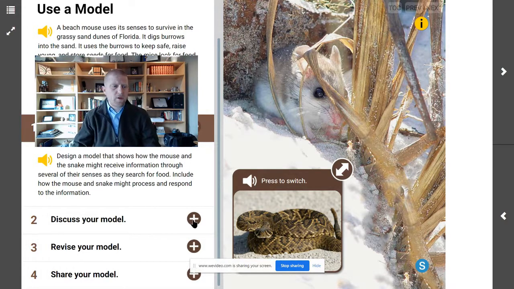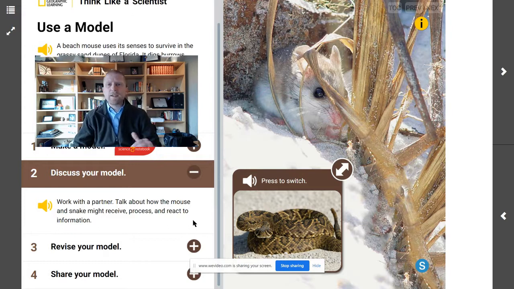After you start to build your model, then you need to discuss your model. So if you're in the classroom, you're probably talking to a classmate. If you're working on this independently, you will need to find someone that you trust to talk to and talk about how the mouse and the snake might receive, process, and react to the information. How might their reactions be the same, and how might it be different?